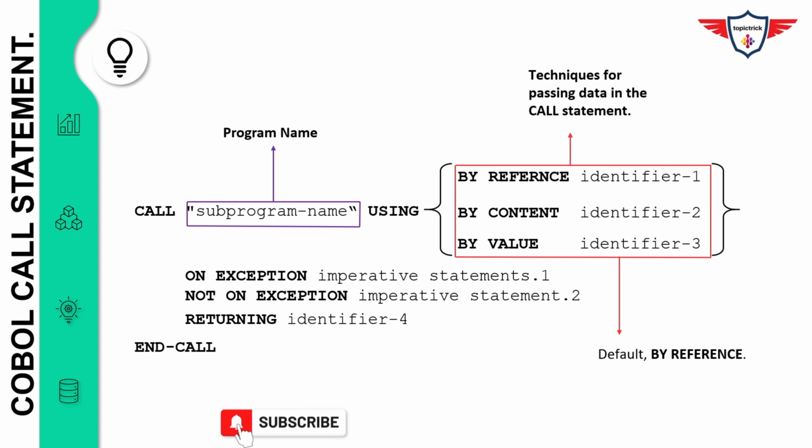The next set of parameters, that is on exception, not on exception, and returning, are generally used to execute a set of statements that you want to execute in case any specific condition happens. For example, you're calling a program and the call fails for any reason. The set of statements you specify under on exception will be executed. Now let's discuss these three parameters one by one.